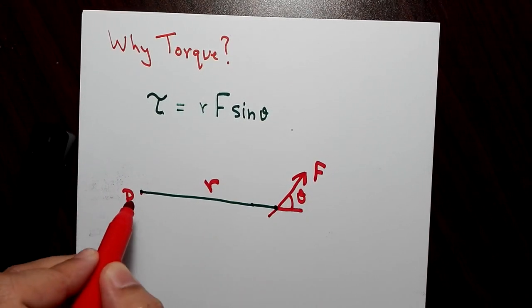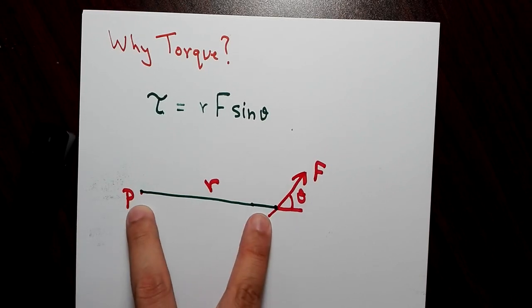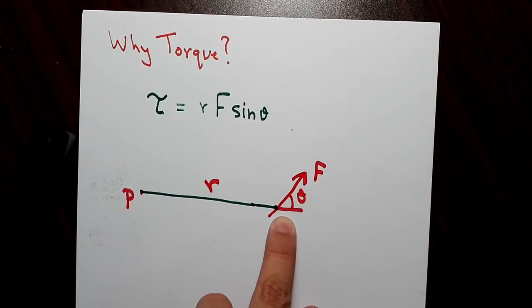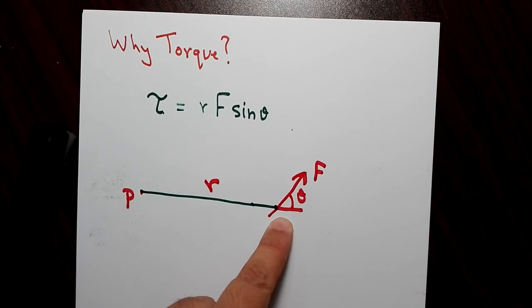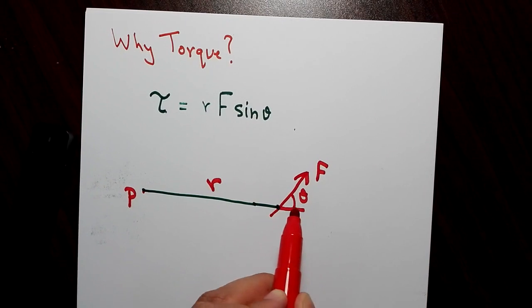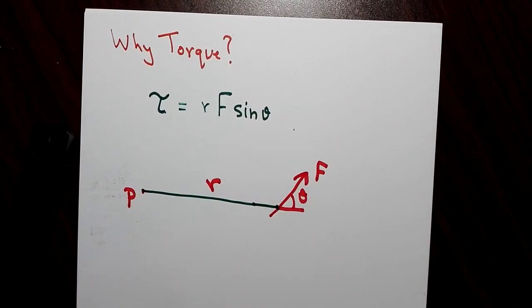So it depends on all these things: where the pivot point is, the distance from the pivot point to the point at which the force is being applied, and the angle that the force makes with the radial line. This theta is this angle.